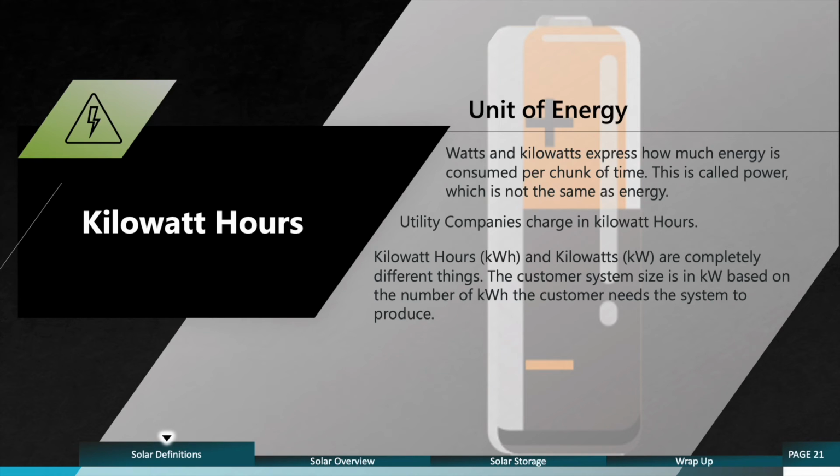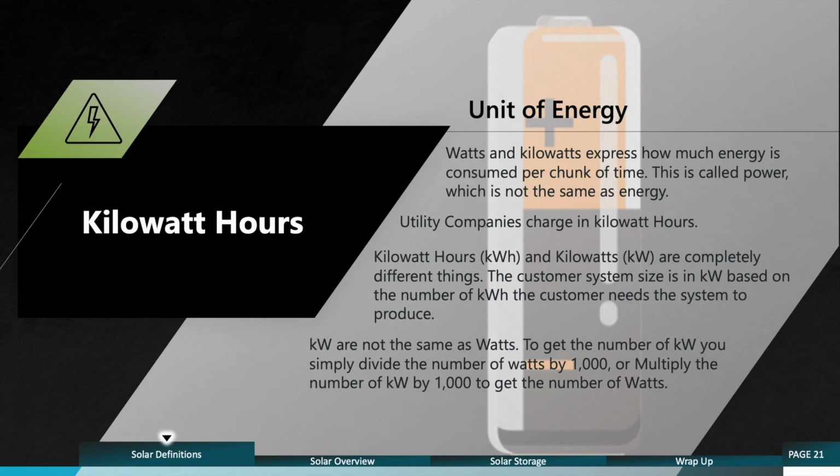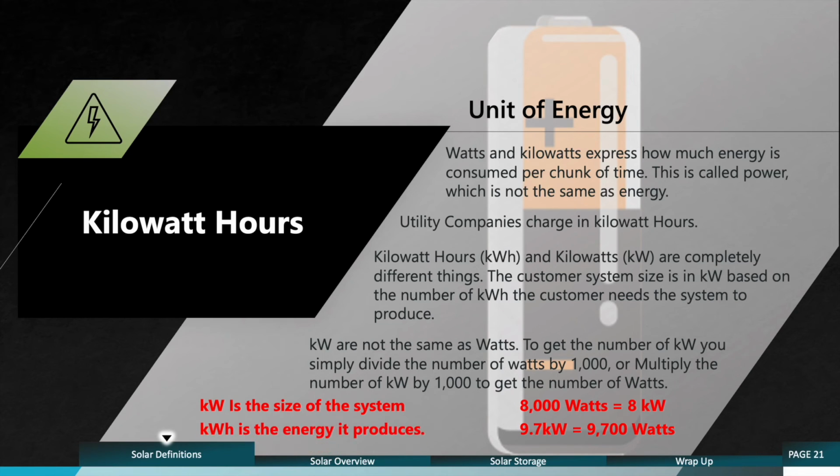So let's talk about that for a quick second before we get on to any formulas. Watts are not the same as kilowatts. You get the number of kilowatts when you divide the number of watts by 1,000, or multiply the number of kilowatts by 1,000 to get the number of watts. So if you have 8,000 watts and you want to figure out the kilowatts, divide it by 1,000, and you'll have 8 kilowatts. If you have 9.7 kilowatts, you multiply that by 1,000 to get 9,700 watts. So kilowatts is the size of the system. Kilowatt hours is going to be the energy that it produces.